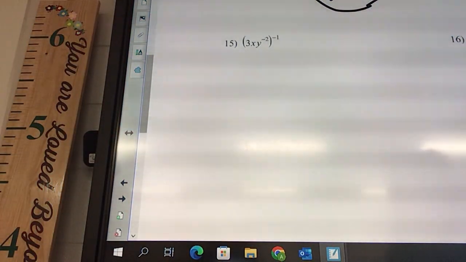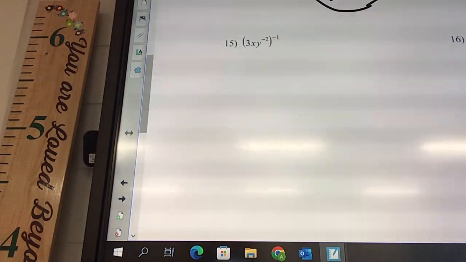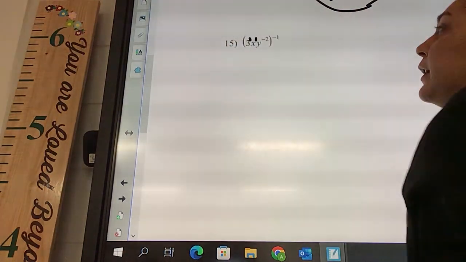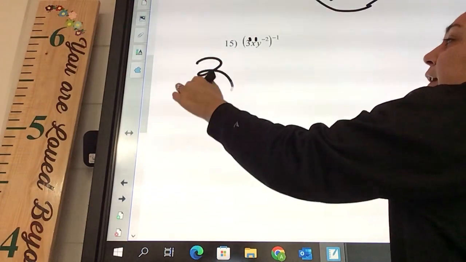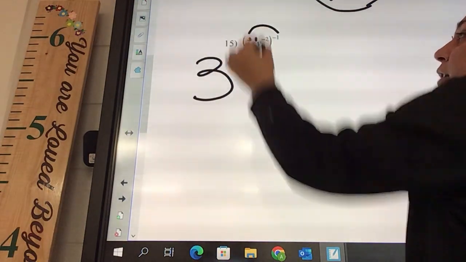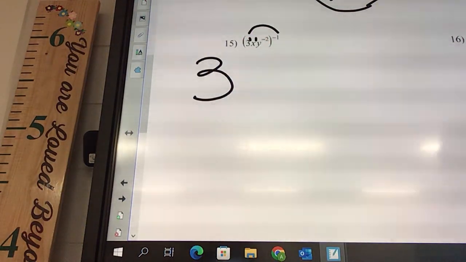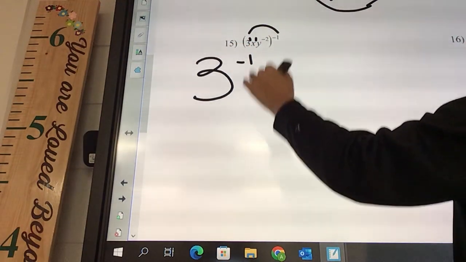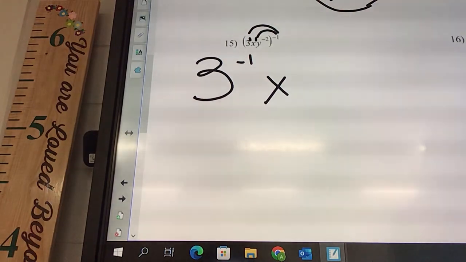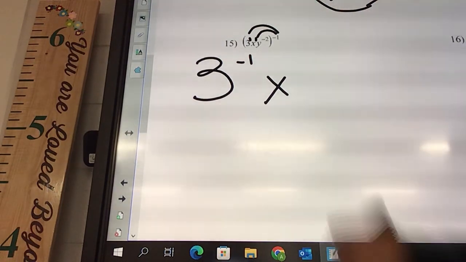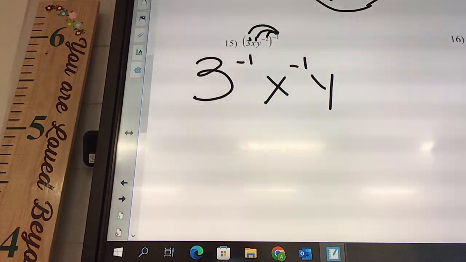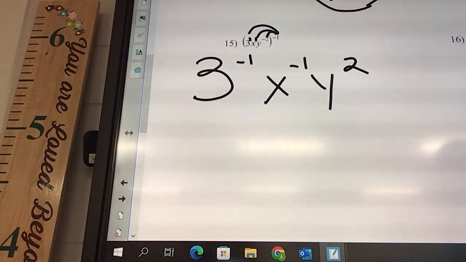Okay, where can I put some ones on 15? Over the 3 and the x. Okay, so we have 3 to the, what is negative 1 times 1? Negative 1. X to the negative 1 times 1, negative 1. Y to the negative 1 times negative 2, positive 2.